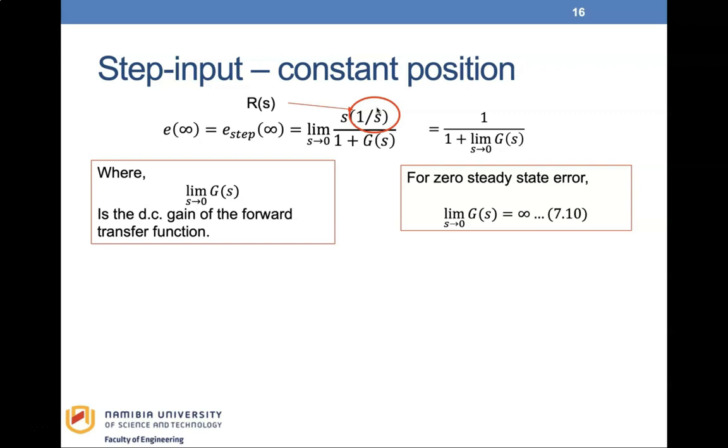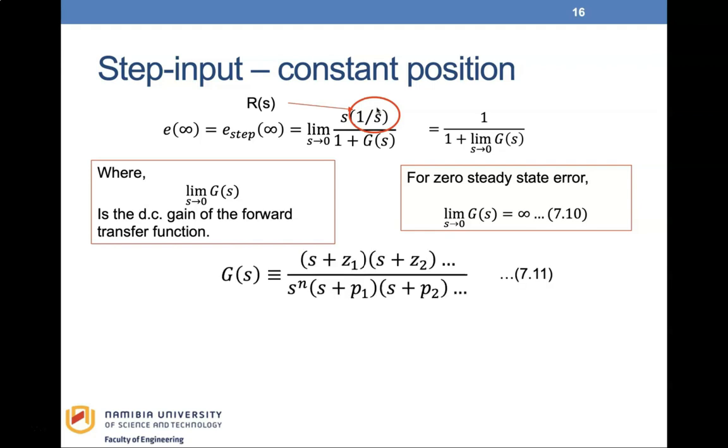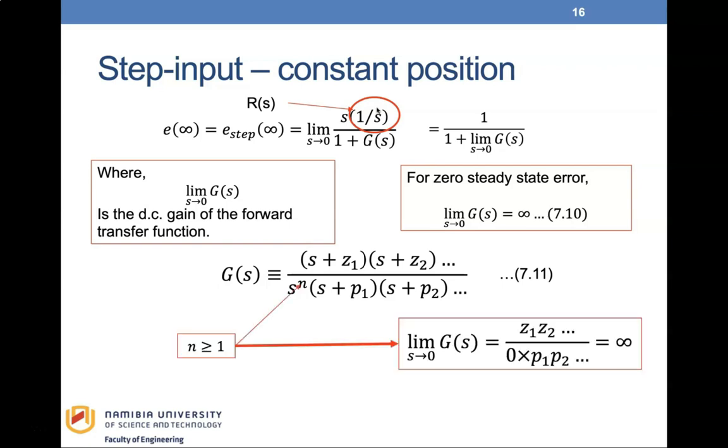In order to satisfy the condition indicated in equation 7.10, G(s) must take the form of equation 7.11, where the Z's are the zeros and the P's are the poles. For this expression to become infinite, the denominator must be equal to 0 as s tends to 0. Therefore, n must be greater than or equal to 1. This means that there should be at least one pole at the origin. Since 1/s is an integrator, it means that we should have one pure integrator in the forward path.